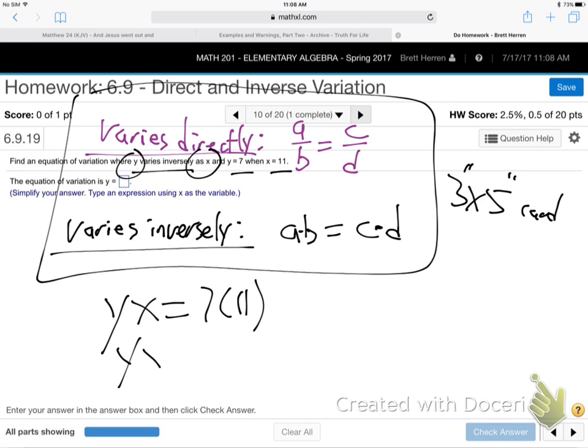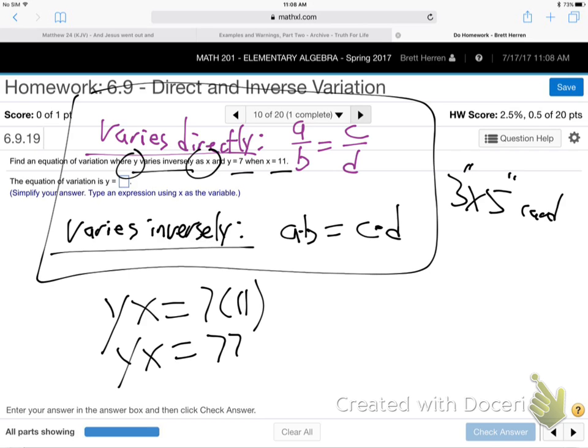So that's y times x is 77. I'm almost there. You tracking with me? So it varies inversely, so I'm putting them side by side. So y, and they didn't give me a third number, did they? They just said y and x, 7 and 11. So I said, all right, y times x, 7 times 11, 77.